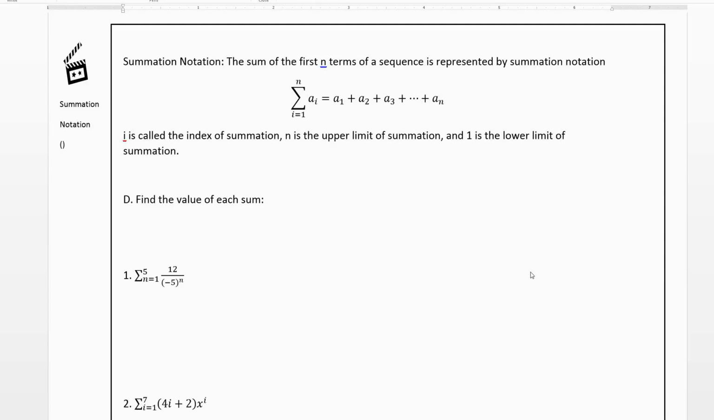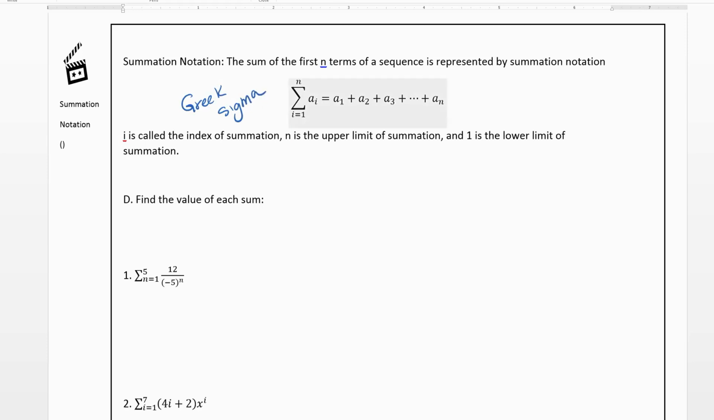Now we're going to start learning about series. A series is when you're adding up all the terms or part of the terms of a sequence. So we have what's called summation notation. The sum of the first n terms of a sequence is represented by summation notation. We use this big capital Greek sigma, and it tells us we're going to add things up.